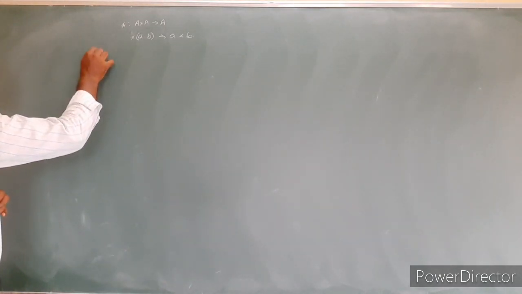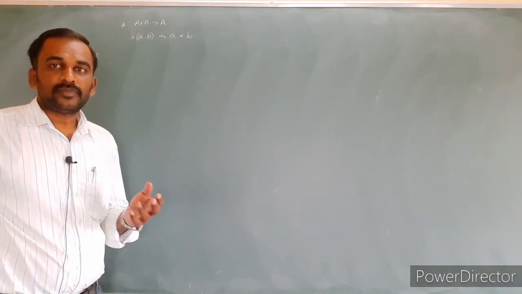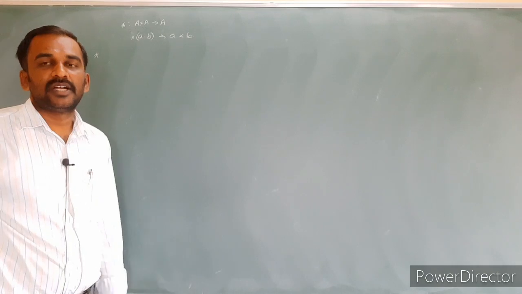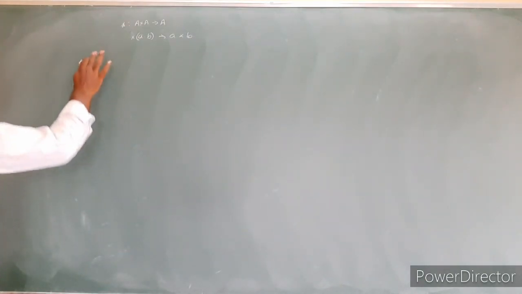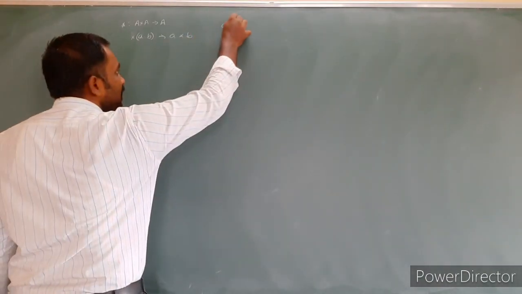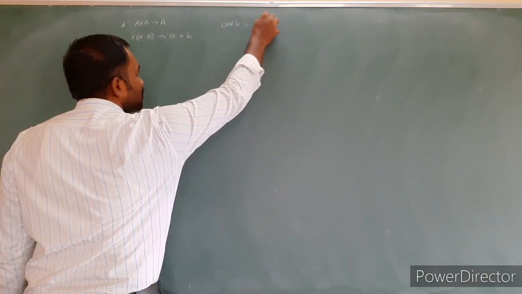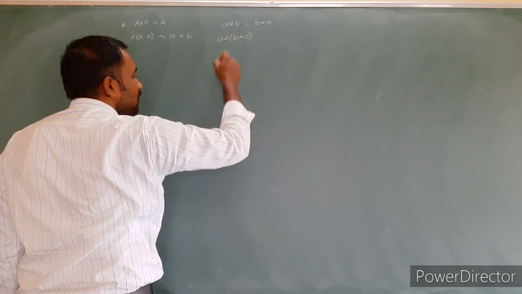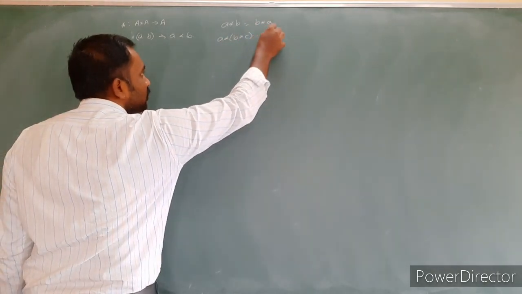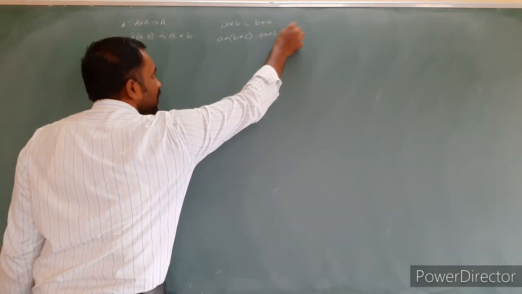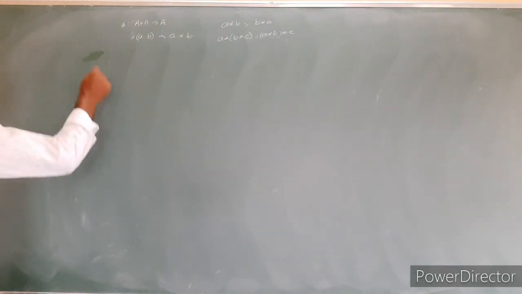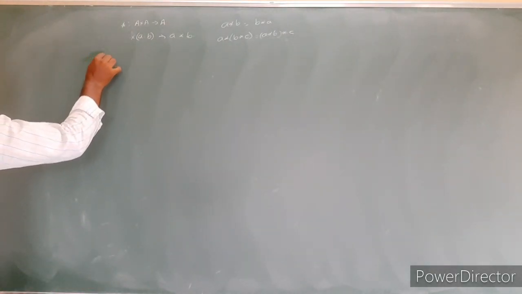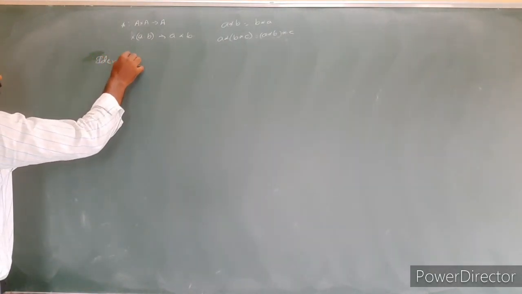Previously you also studied what a commutative binary operation and an associative binary operation are. Commutative means star is a binary operation and a star b is equal to b star a. Associative means star is a binary operation and (a star b) star c is equal to a star (b star c). Okay. Next one is the identity element.